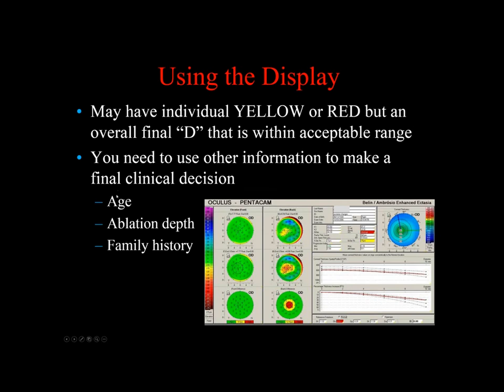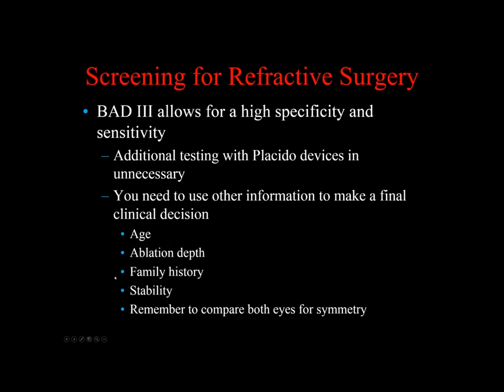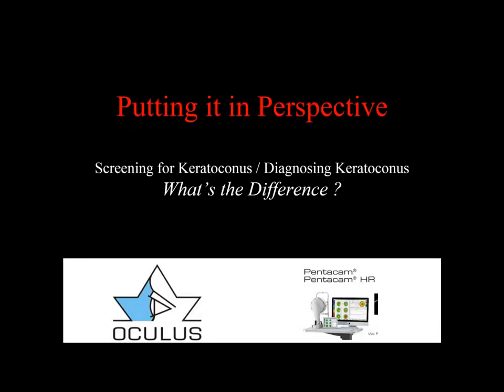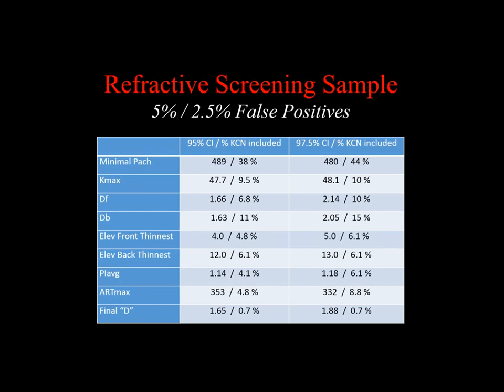You also need to look at other information: age, ablation depth, family history. Always look at symmetry between the two eyes. So again, the BAD 3 allows for a high specificity and sensitivity. I don't feel additional testing with Placido is needed. You do need to use other information to make a final clinical decision: age, ablation depth, family history, stability, and always remember to compare both eyes. So putting it in perspective, my last slide here, this is some pre-publication work that we've submitted. I just want to kind of show you what this is.